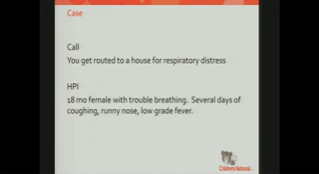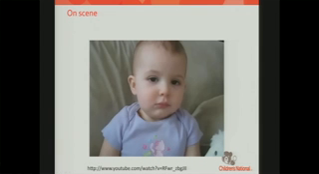Next case, you get routed to a house for respiratory distress. And you find an 18-month-old female with trouble breathing, has had several days of coughing, runny nose, and low-grade fever. On arrival, you see this.